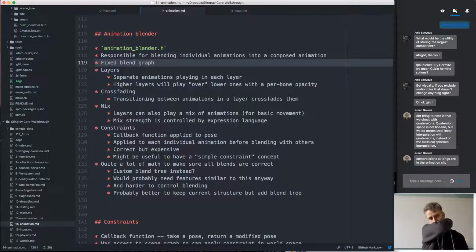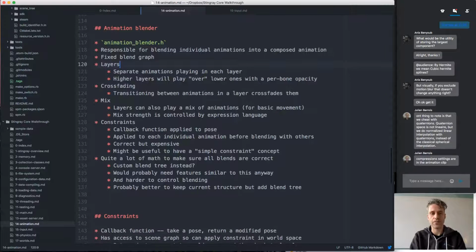There are multiple ways you can do blending. Some engines have a completely customized blend graph, which means that you set up how to add these two animations, mix in this animation on top of it, subtract this animation, and you construct a blending graph by hand for how the different animations should work together. We don't do that. We instead have a fixed blend graph based on the typical kind of blends you want to perform. And I'll try to explain a bit what goes into this blend graph.